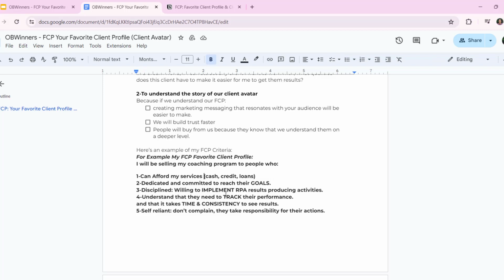So for example, my FCP, favorite client profile: I'll be selling my coaching program to people who, one, can afford my services, cash, credit, loans. Two, dedicated and committed to reach their goals. Three, disciplined, willing to implement the RPA, the results producing activities. Four, understand that they need to track their performance and that it takes time and consistency to see results. And five, self-reliant, don't complain, they take responsibility for their actions.